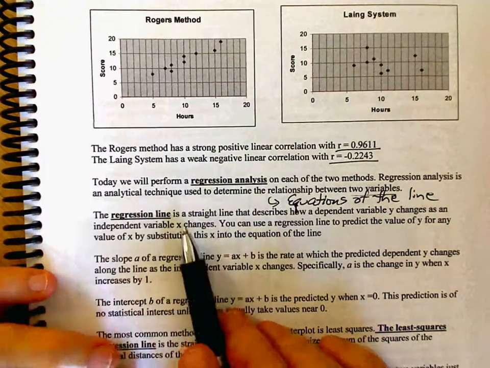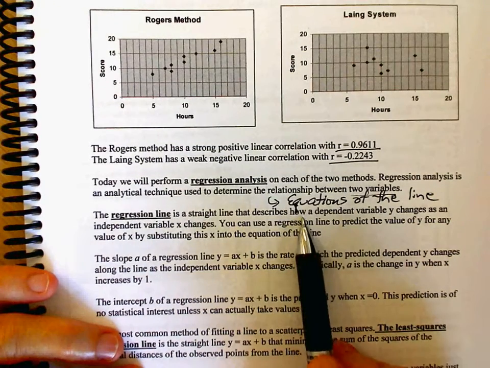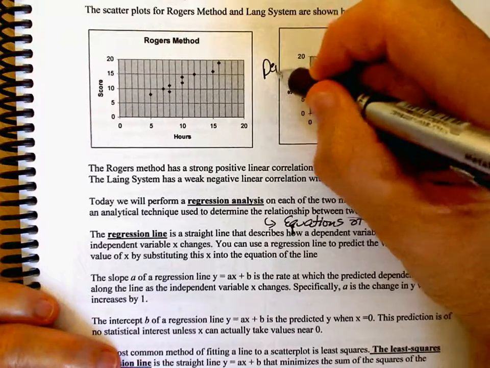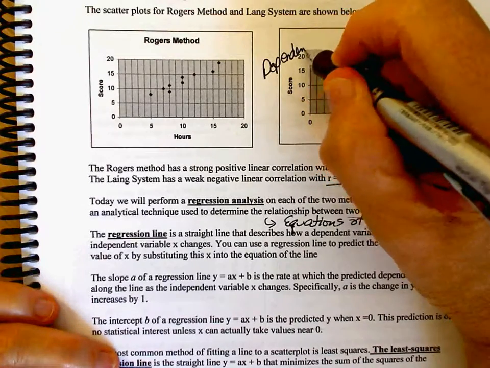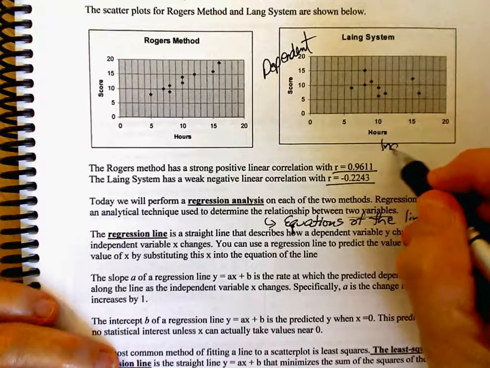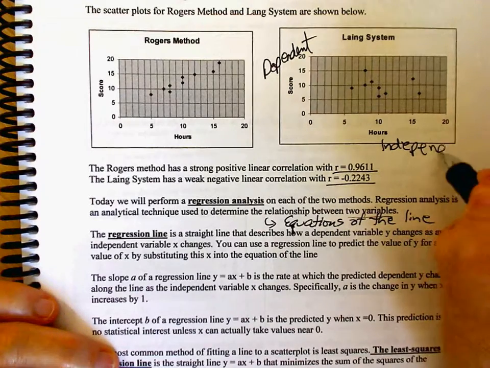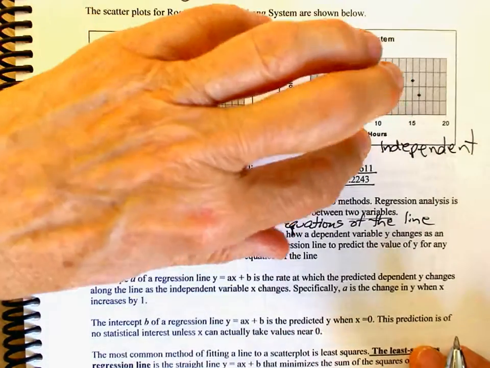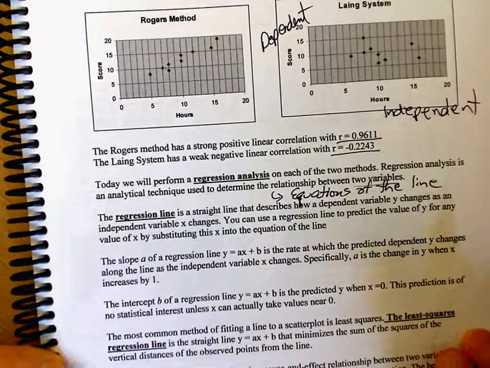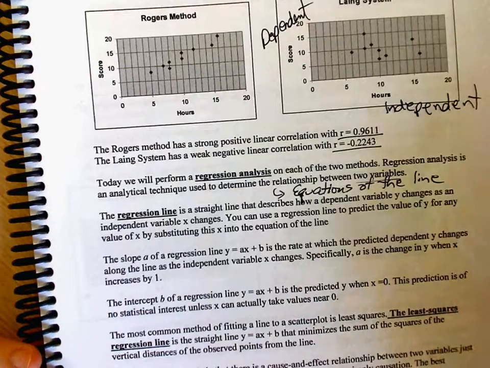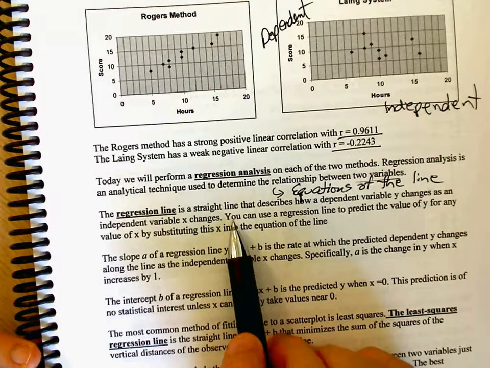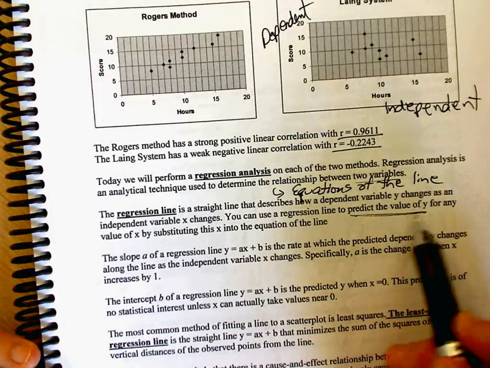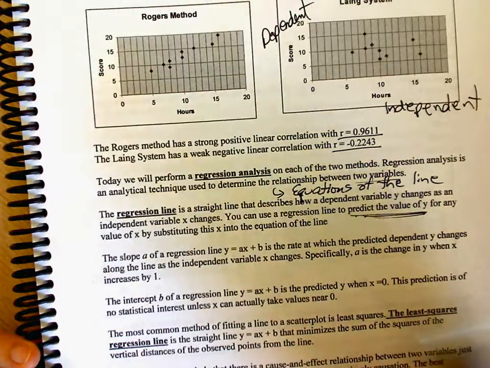The regression line is a straight line that describes how a dependent variable, remember, dependent always goes here, independent goes here. You would think that the score depends on the hours of training. Once we have an equation, we can use it to predict values of y for any value of x.